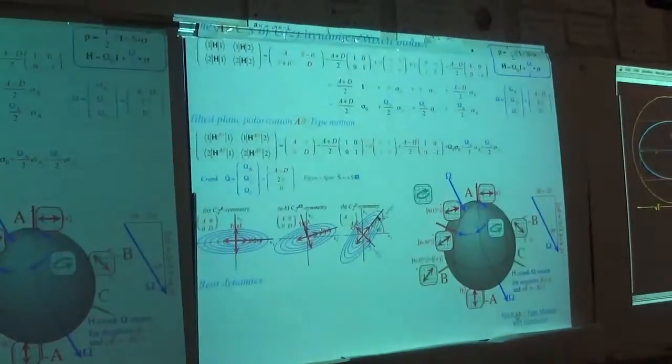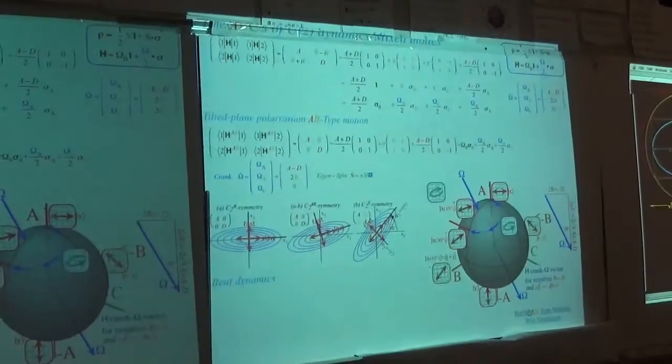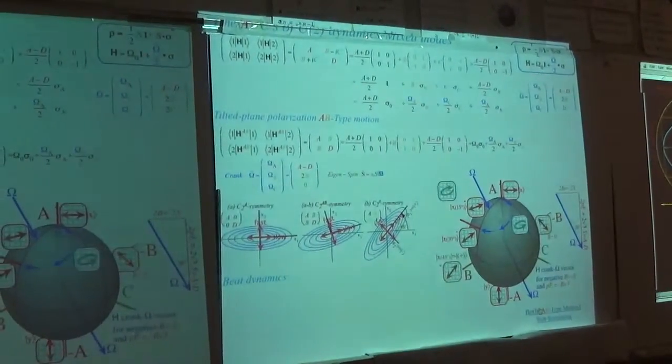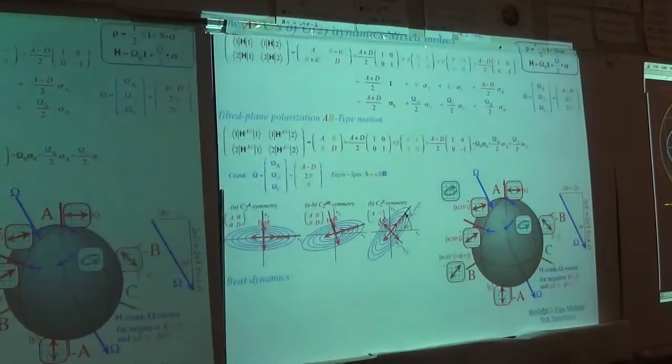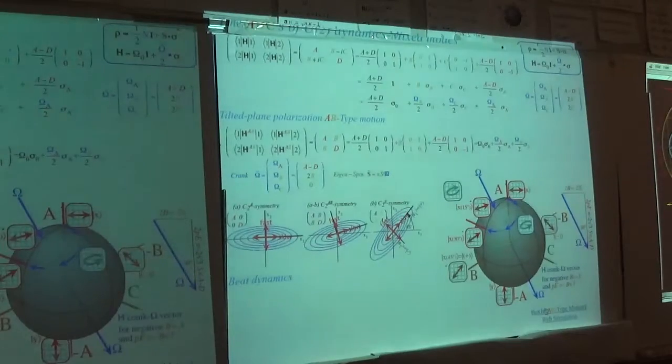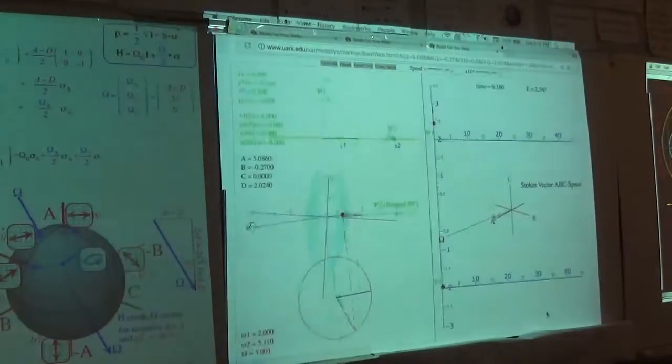Just a C. This is an AB type motion. And remember, the only thing that's going to happen here is instead of being straight on or at 45, it's going to be something in between. It's going to be this sort of thing. So AB is really not terribly different from the others.